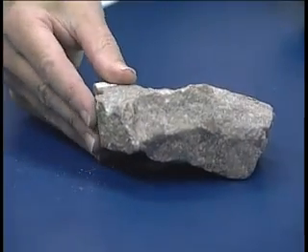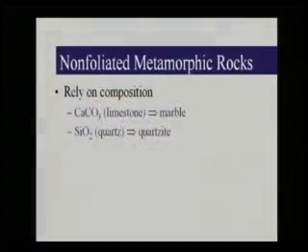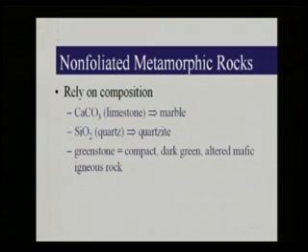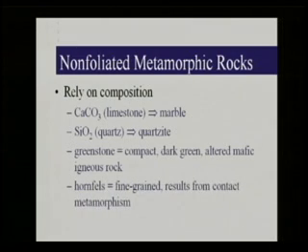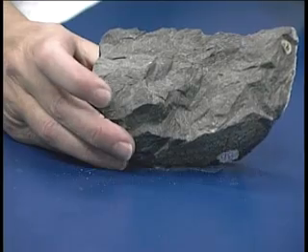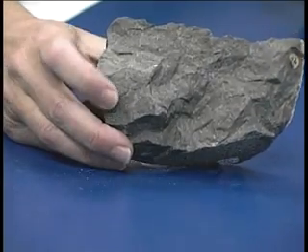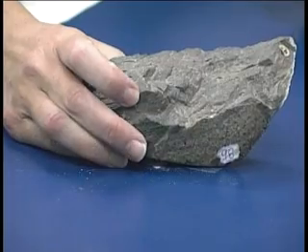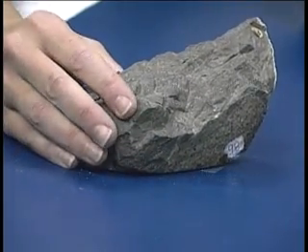But what happens when we don't know that the composition is uniform throughout the rock? We can end up with a greenstone, which is a compact, dark green, altered mafic igneous rock. We can also end up with a hornfels, which is a fine grain rock, and it results from contact metamorphism. And I actually have a hornfels to show you. There we go. Again, it's fine grain, can't see the individual crystals, and this results from contact metamorphism, a hornfels.